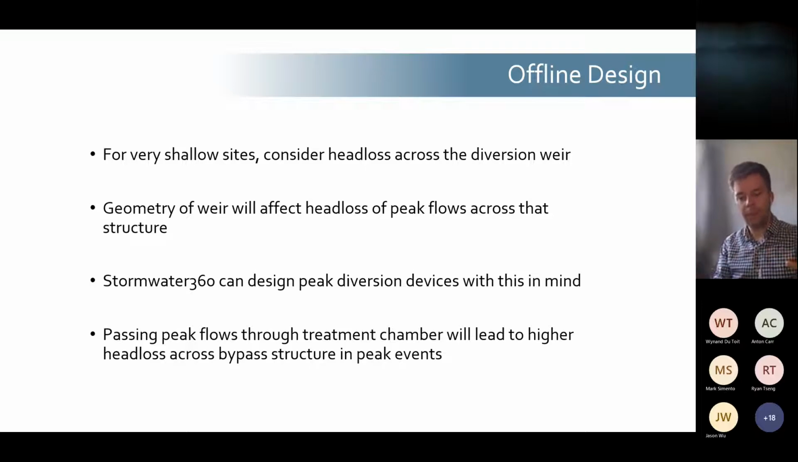So instead of having a very minor head loss across a bypass weir, we might have a considerably larger head loss for a 10-year event if it's going straight through the treatment device. And that can present issues both in terms of treatment performance and ongoing surcharging of the upstream network.